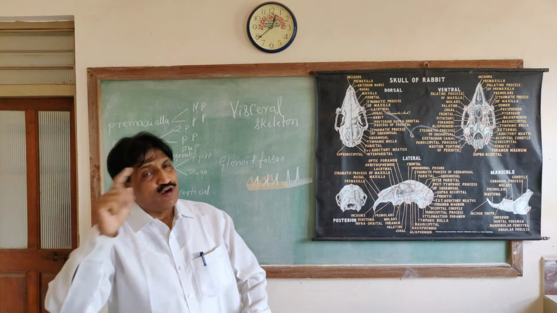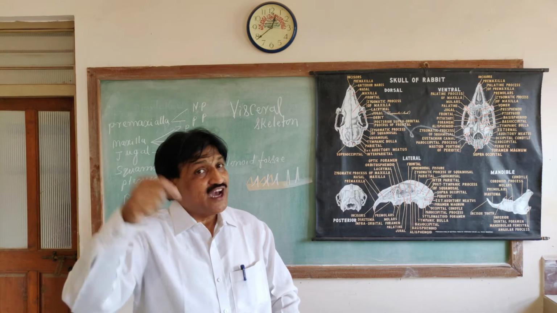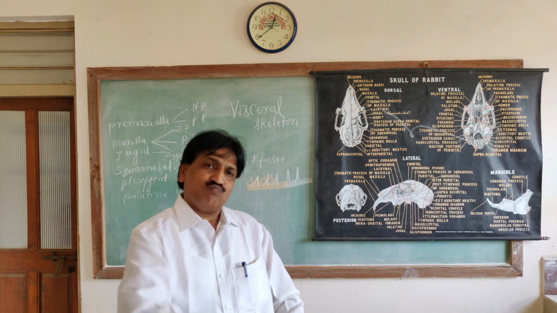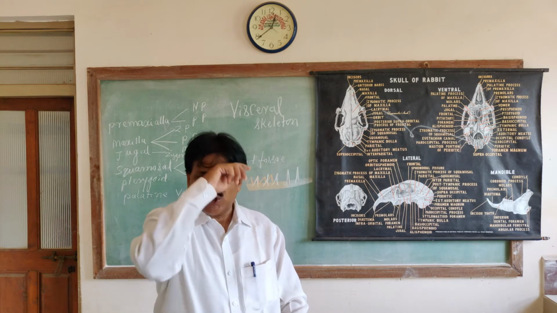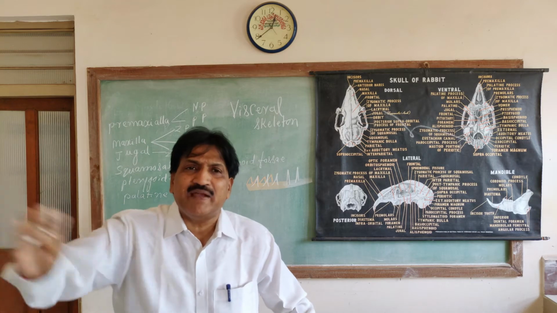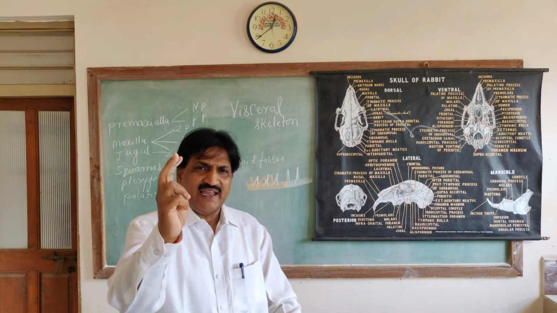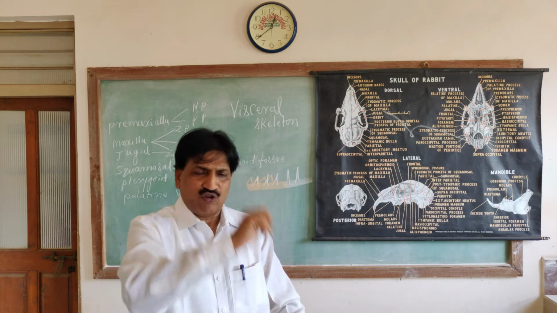Thecodont and heterodont. Thecodont means the teeth are rooted, present in the sockets of the jawbone. Heterodont means having different kinds of teeth meant for different functions: incisor, canine, premolar and molar.